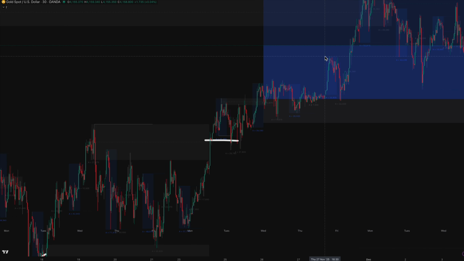So this is exactly how I build my macro bias. Structure first, macro second, narrative third, execution last. This is how you stop guessing and start trading with actual conviction.